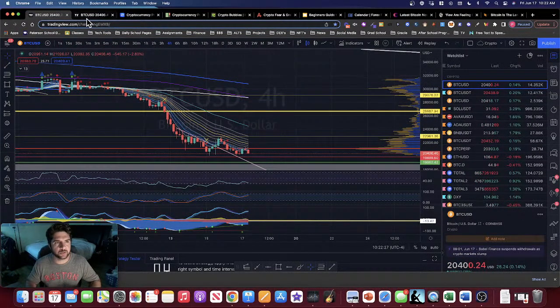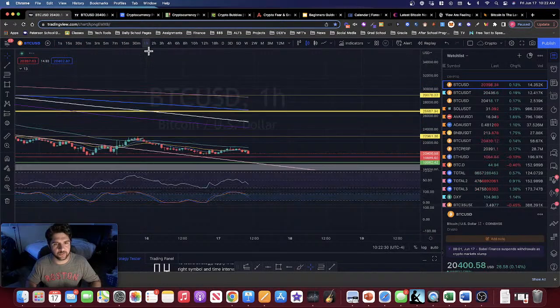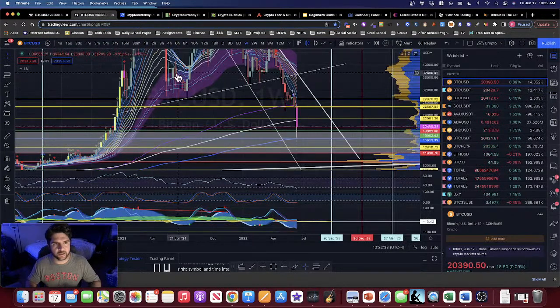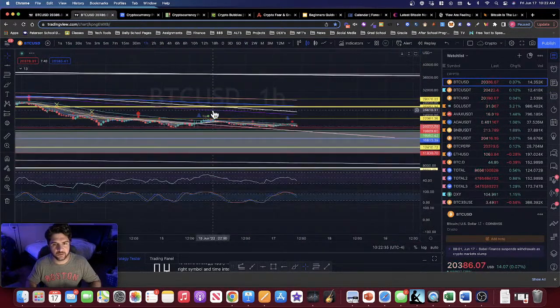Bitcoin getting a little bit of a dumpy dump. Let's go into the lower time frames. Let's look at the hourly. Yeah, so let's take a look at our vector candles here and see what's going on.